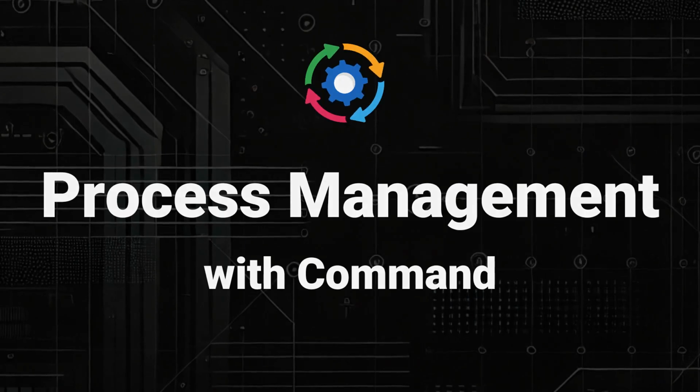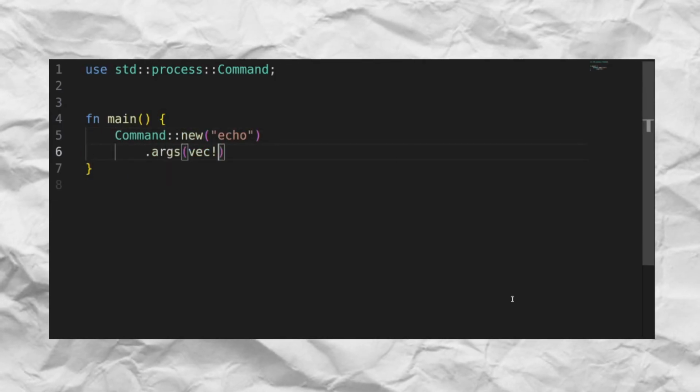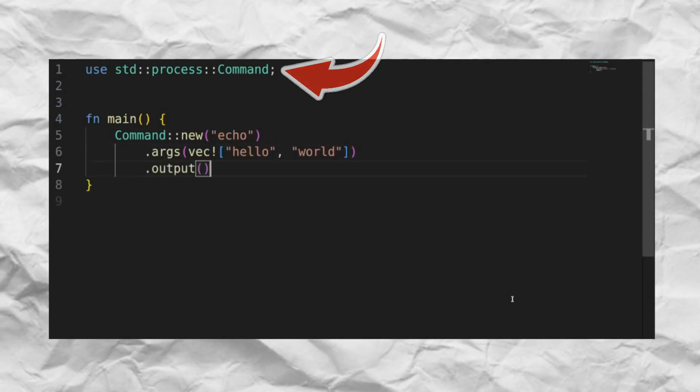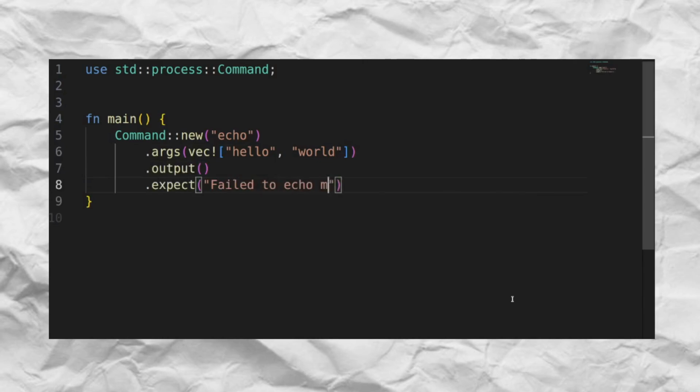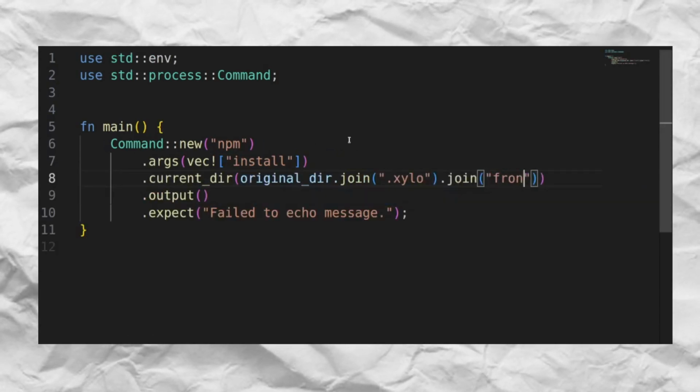Process management with Command. An important part of this MVP was figuring out how to manage processes using Rust. To get this done, we need the built-in standard process Command struct. Thankfully, this was pretty easy, just a few lines of code. If you want to change directories before running the command, you can use current dir.